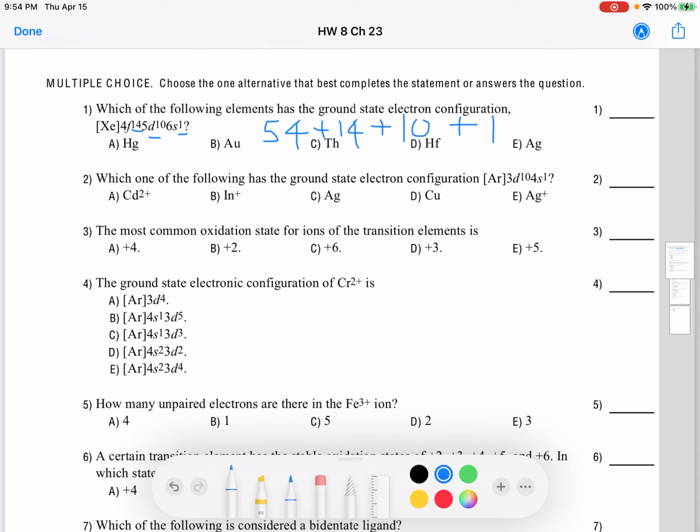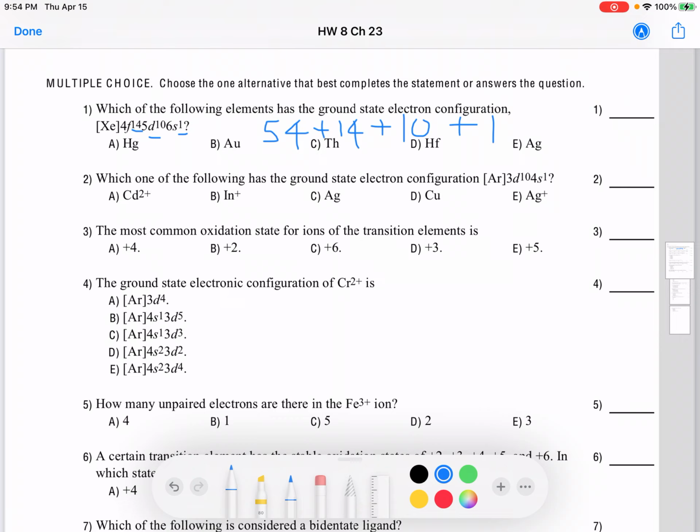And then you refer to the periodic table and see which one has atomic number 79. Okay, so that's going to be gold. And find out what the symbol for gold is. That's how you calculate it. If you are given the configuration, that's how you find out the element.